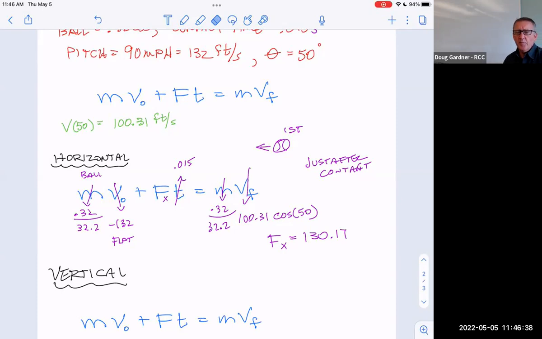Yeah, and I didn't bring this up again, but remember the ball, let's see, 0.32 was pounds, right? So it was pounds over 32.2, which was feet per second squared, right? And then we multiplied by a velocity, which was in feet per second. And so this foot canceled with that foot.